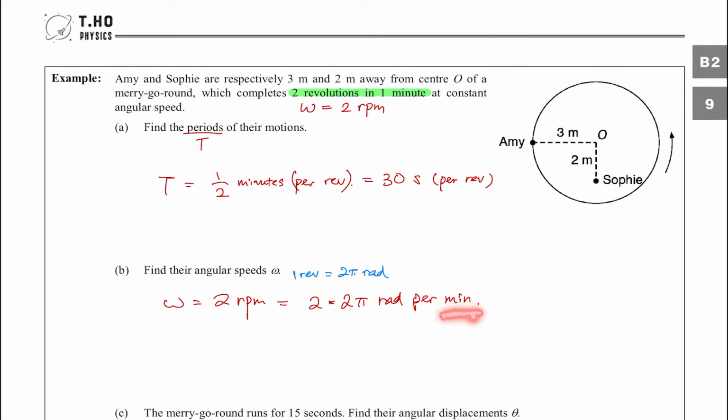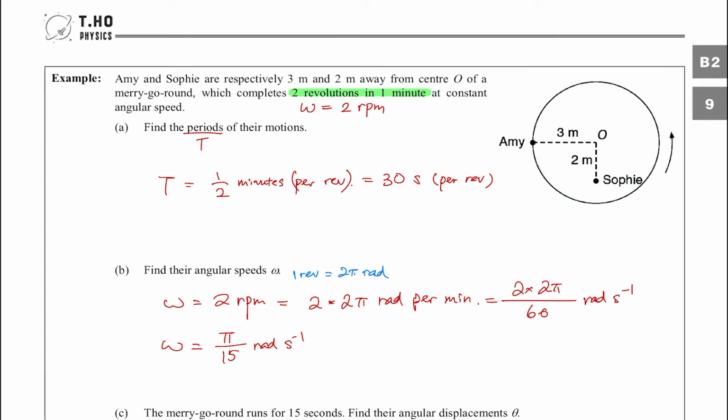Of course, we still need to change the unit of time. We don't want minute, we want 1 second. So if 1 minute is 60 seconds, it completes 2 times 2 pi radian. Then in 1 second, it will have turned 1/60th of the original amount. So this is the angular speed. We can simplify the expression into pi/15 radian per second.